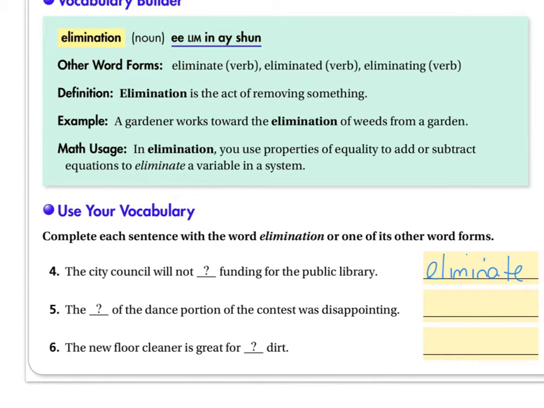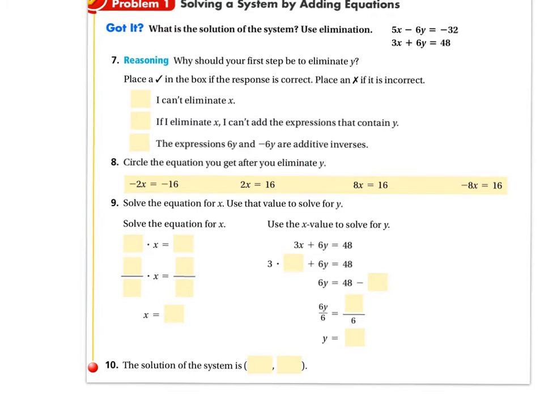5. The blank of the dance portion of the contest was disappointing. The elimination of the dance portion of the contest was disappointing. And last, the new floor cleaner is great for eliminating dirt. Eliminating. So using elimination, we're going to solve this system.